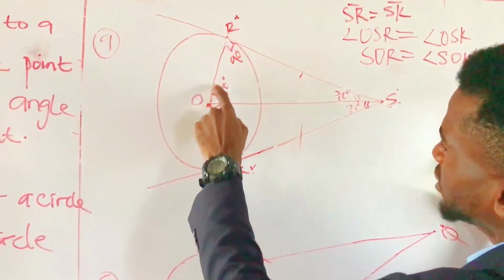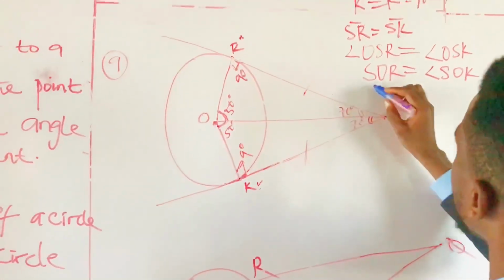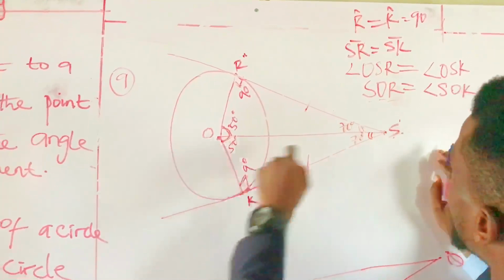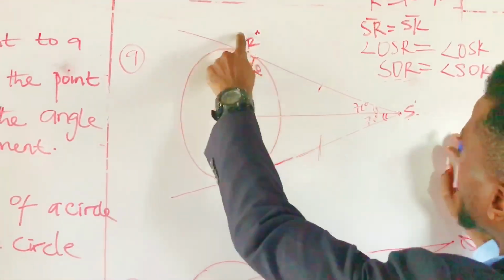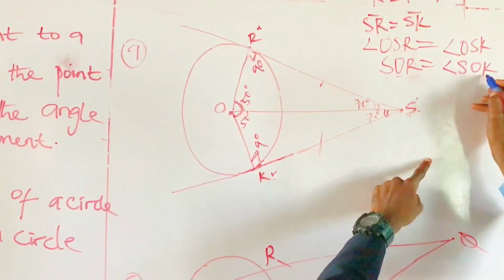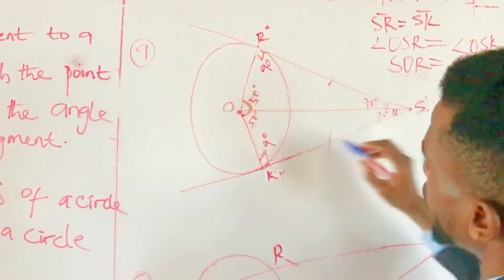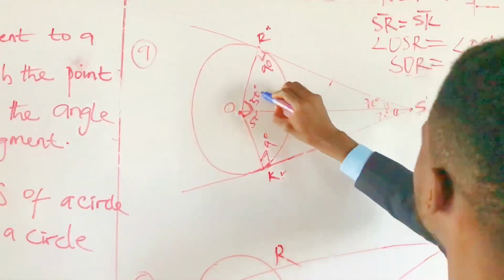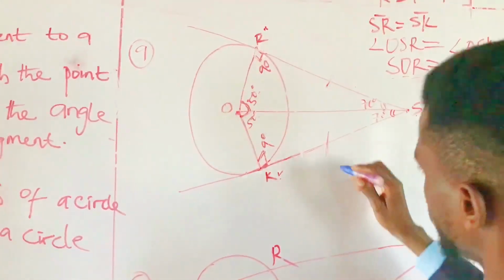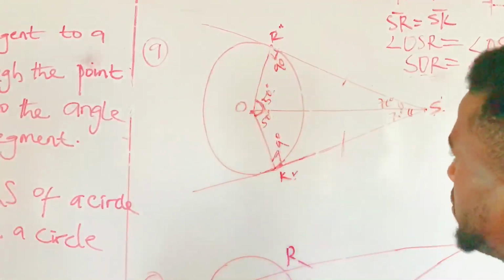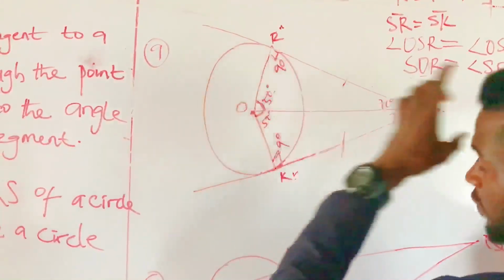This angle and this angle are equal. That is SOR. Where is our S? SOR is equal to SOK. This angle and this angle are equal. If here is 50 degrees, that implies that here is also 50 degrees. So these are all what you should know about this figure.